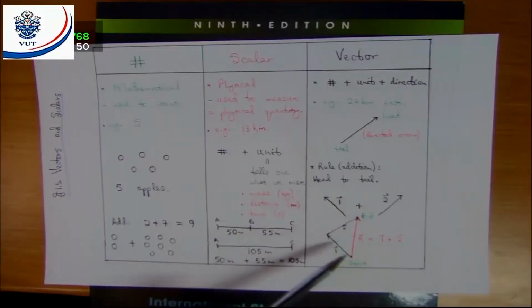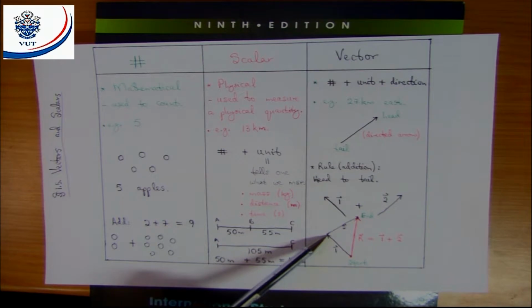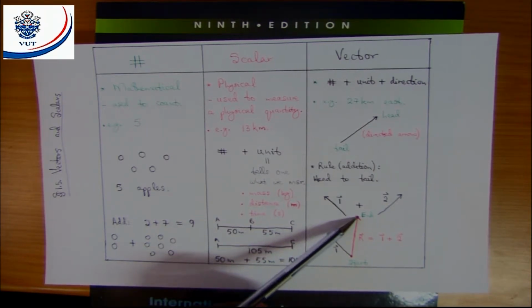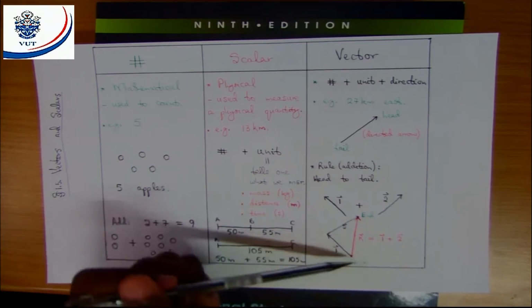So that is what I have over here. I've just drawn one way. You start off and you draw vector 1. At the head of vector 1, you start with the tail of vector 2, and you draw vector 2 exactly as it is. Then where it stops, that's where you stopped.